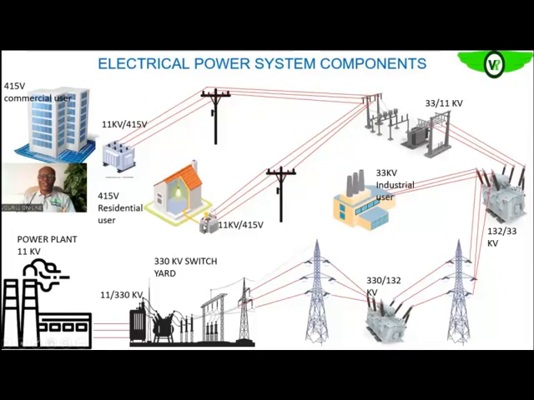Then as it is going to your load, it is further stepped down to 415 volts, apart from your industrial users. These industrial users will definitely have a step-down transformer that will take this from 33 to 11 to 415 to 6.6 to whatever voltage level they are using. So now you are familiar with the voltage levels at the different sections of the power system.